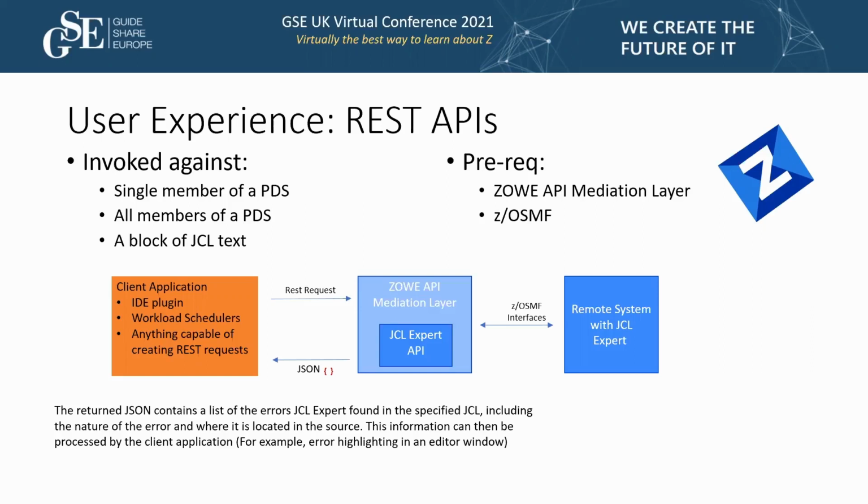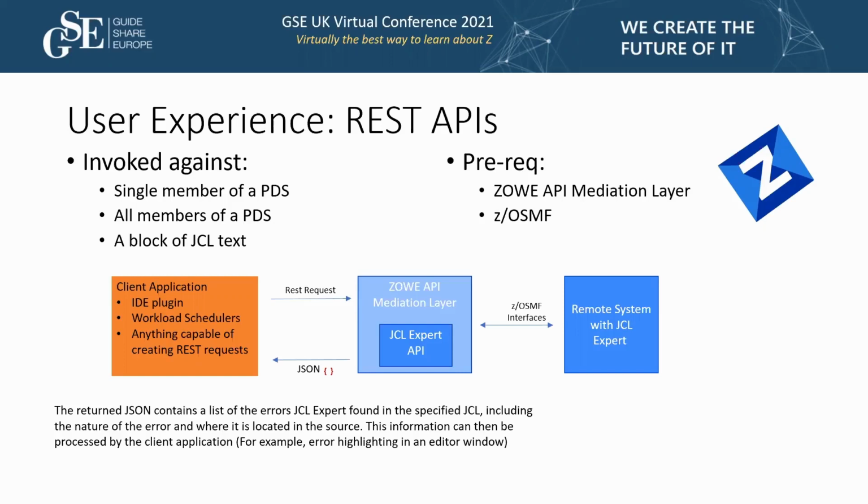And also in this model here, we can see on the left the client application. So this could be the Eclipse plugin, it could be a VS Code plugin. It's currently looking at, I think, Horizon 3. Workload schedulers seems to be a very common potential usage for this. And any tools that you've got that are capable of making REST requests could potentially tie in here.